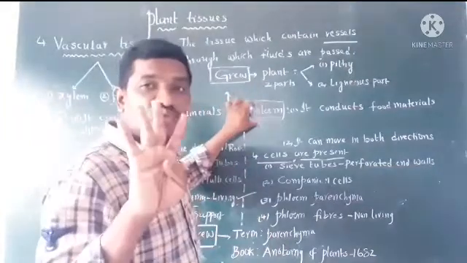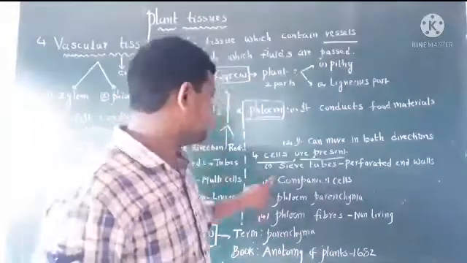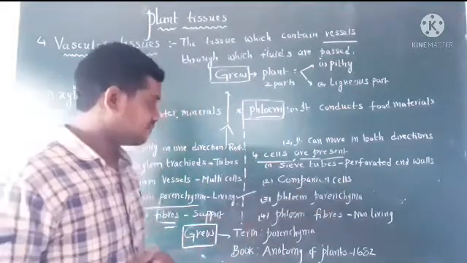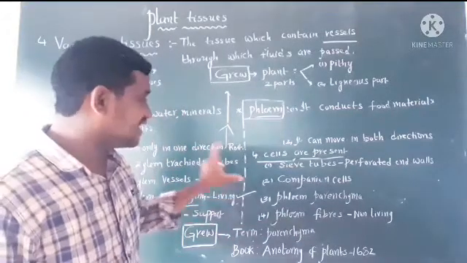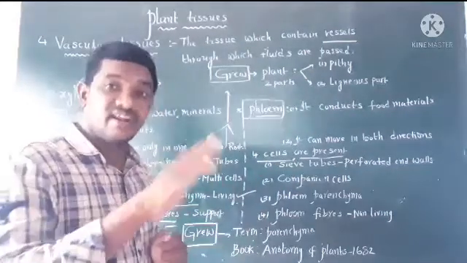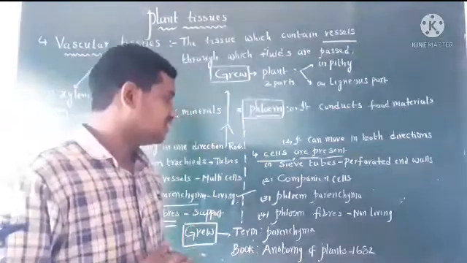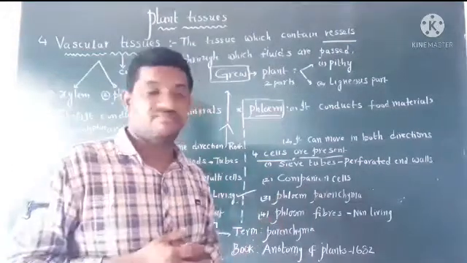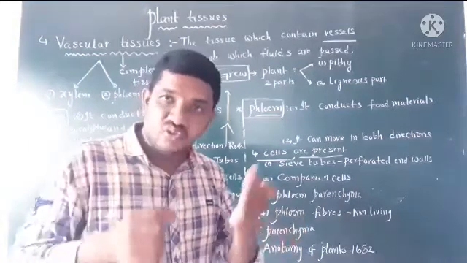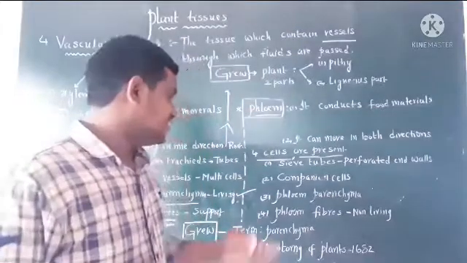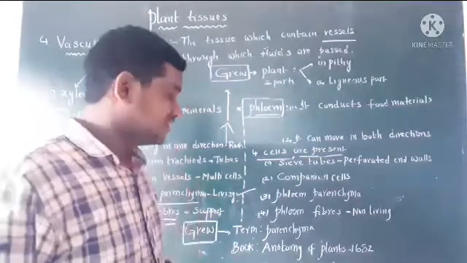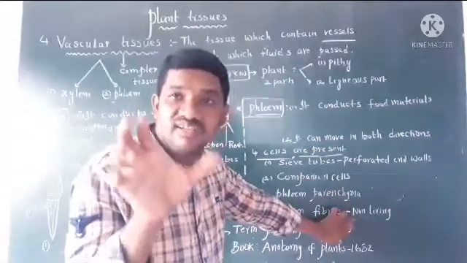Again, phloem tissues contain four kinds of cells. What are those? See, sieve tubes, companion cells, phloem parenchyma, phloem fibers. These are the four kinds of cells. Sieve tubes are tube-like structures which help in transportation of food materials. Companion cells are supporting cells. Phloem parenchyma is also a tube-like structure which transports food material. And phloem fibers, fiber-like structures, are present.